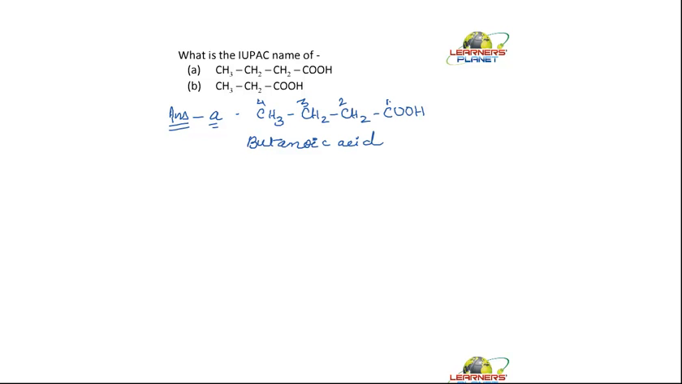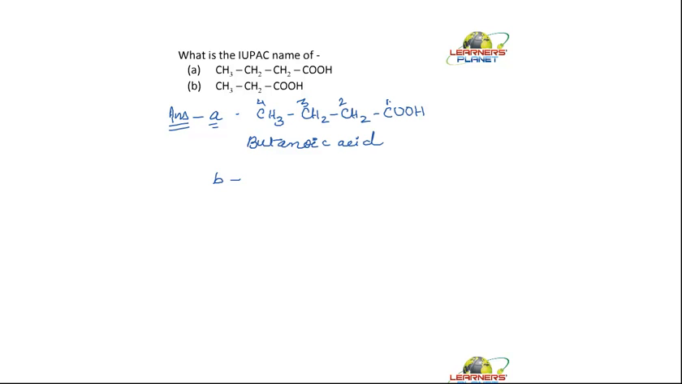Right? So you try to name these compounds. What you need is the root word. Secondly, the primary suffix, which tells what type of bond is present there, and the functional group.